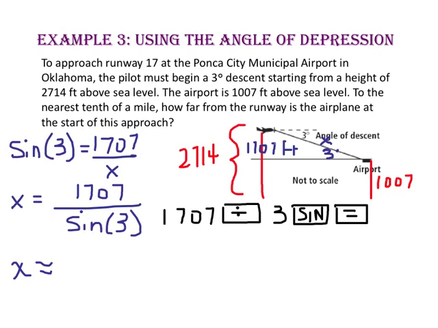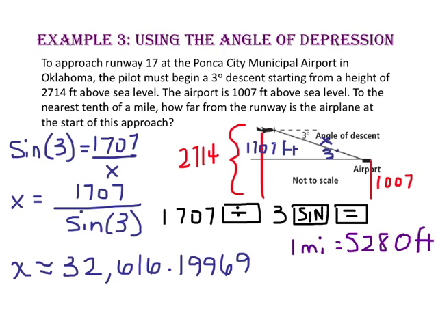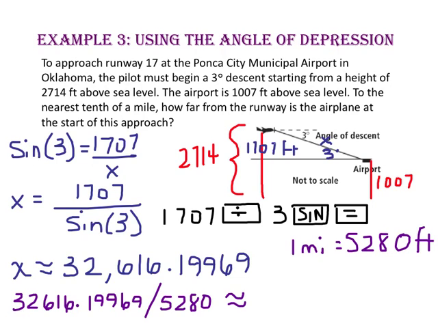X is approximately 32,616 feet. Since the question asks how far the runway is from the airplane to the nearest tenth of a mile, and we know that there are 5,280 feet in a mile, we will divide 32,616.19969 by 5,280, and the airplane is approximately 6.2 miles from the runway at the start of the descent.